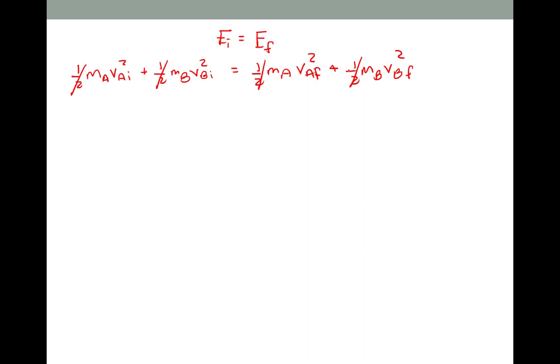The next thing I'm going to do is the same move I made for conservation of momentum and move all the A's to one side and all the B's to the other. So that leaves me with MA VA initial squared minus MA VA final squared equals MB VB final squared minus MB VB initial squared. And again, I'm going to factor out those masses.